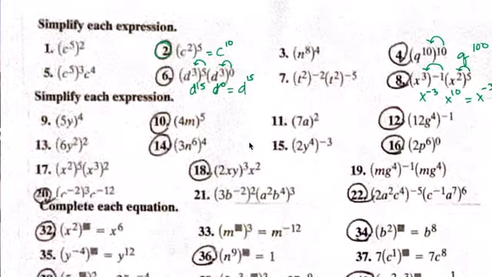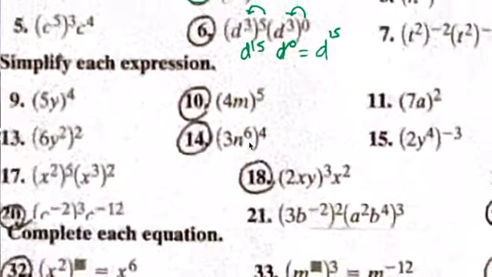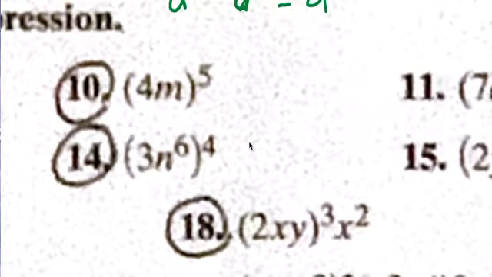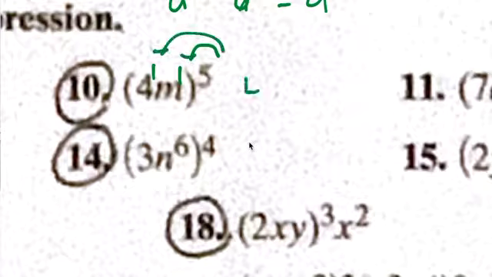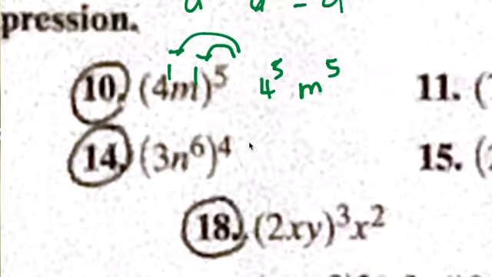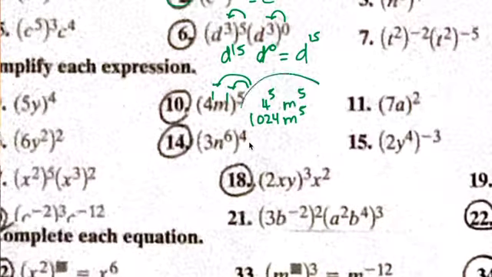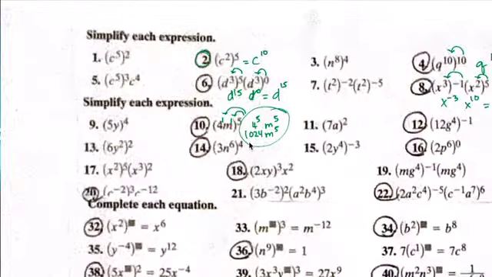And then on number 10 here, simplify each expression. This is a 1, so basically it's 4 to the 5th power and m to the 5th power. Now 4 times 4 times 4 times 4, 5 times. Use a calculator for that one. It would be simplified to 1024 m to the 5th power. At least this work needs to be shown, okay?